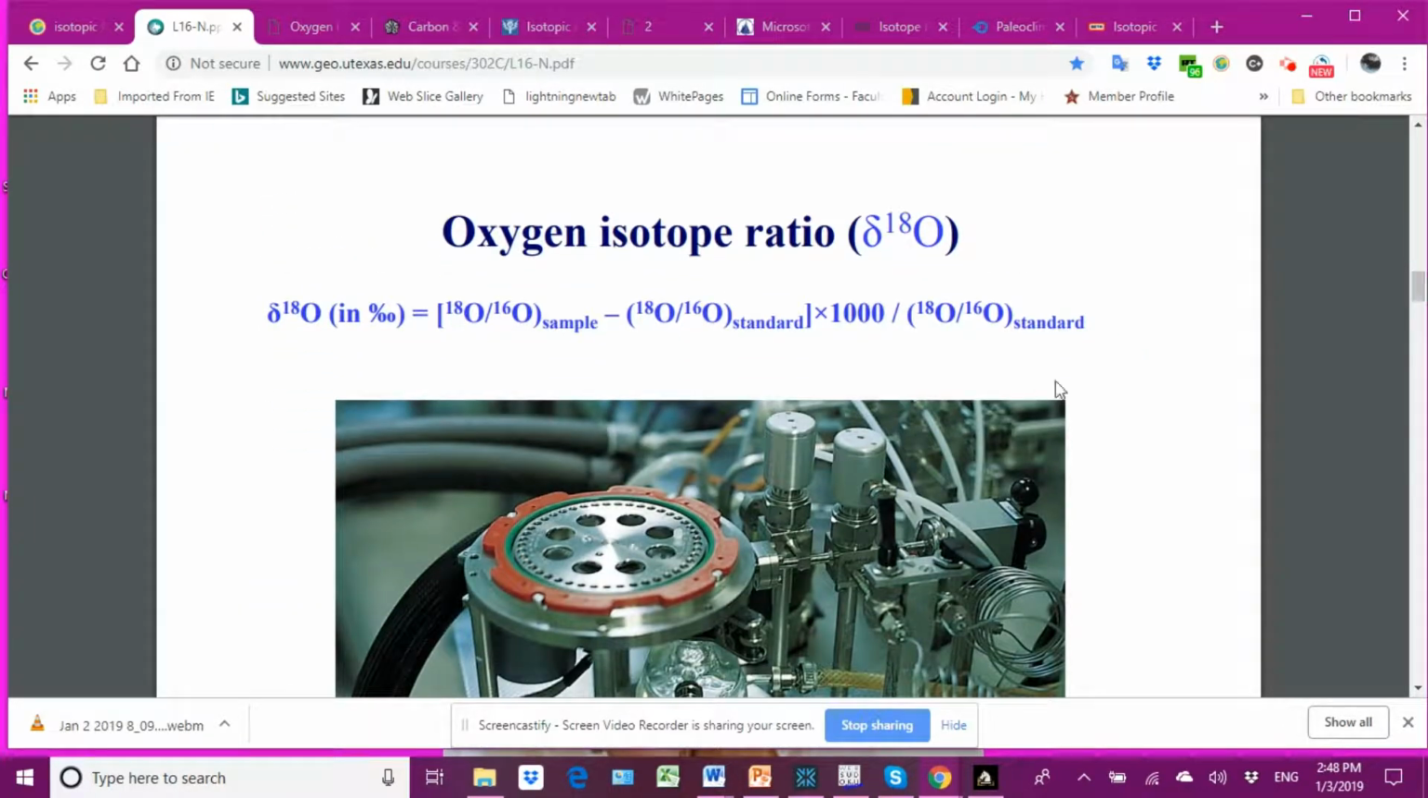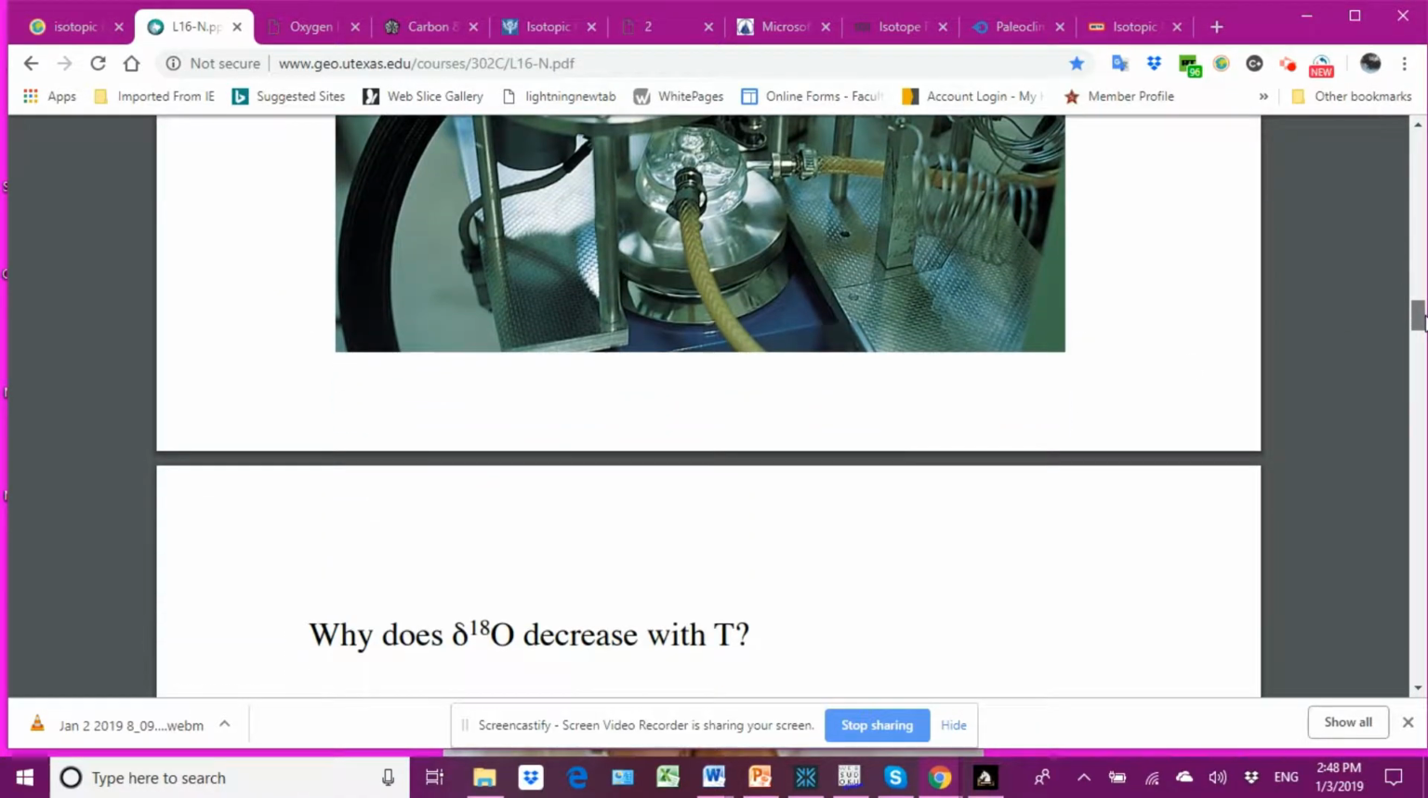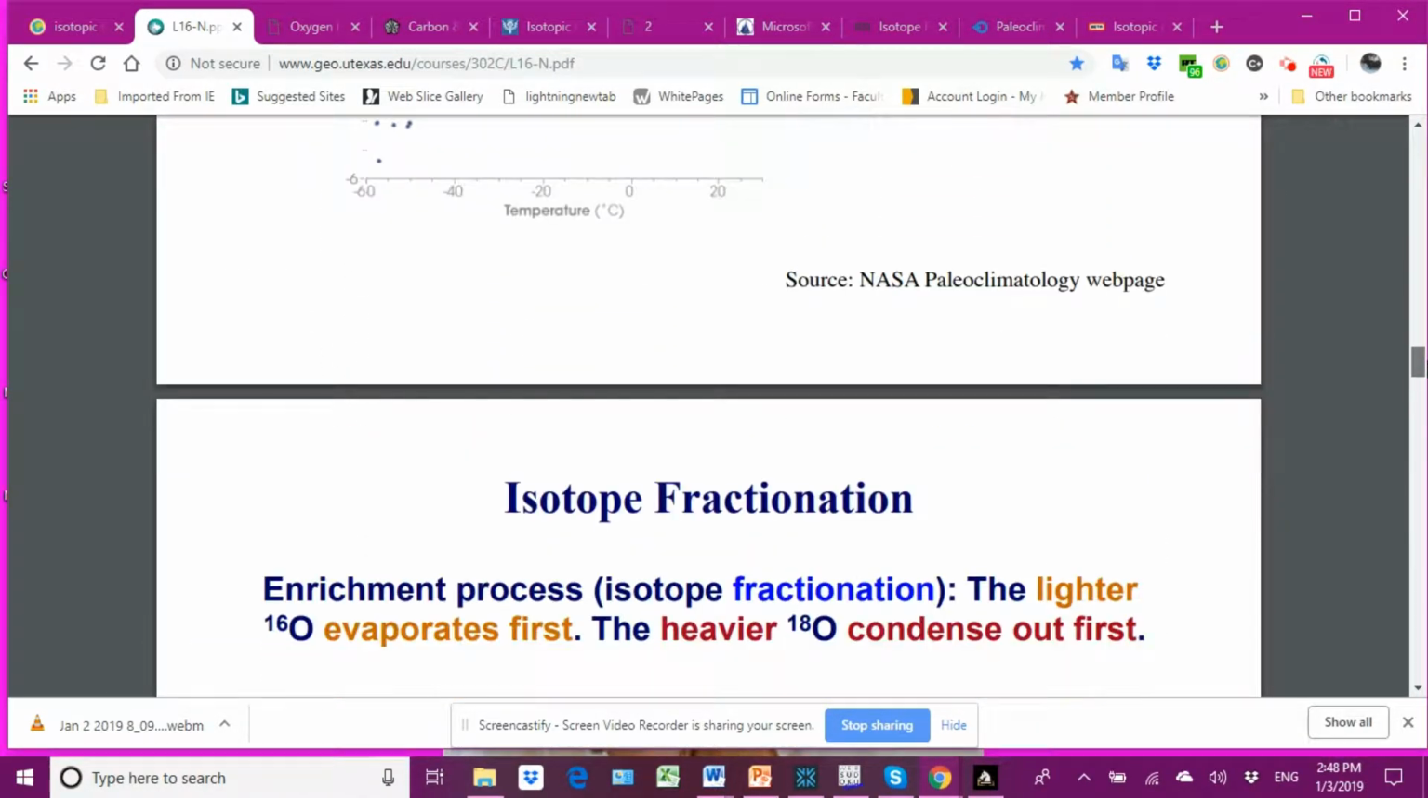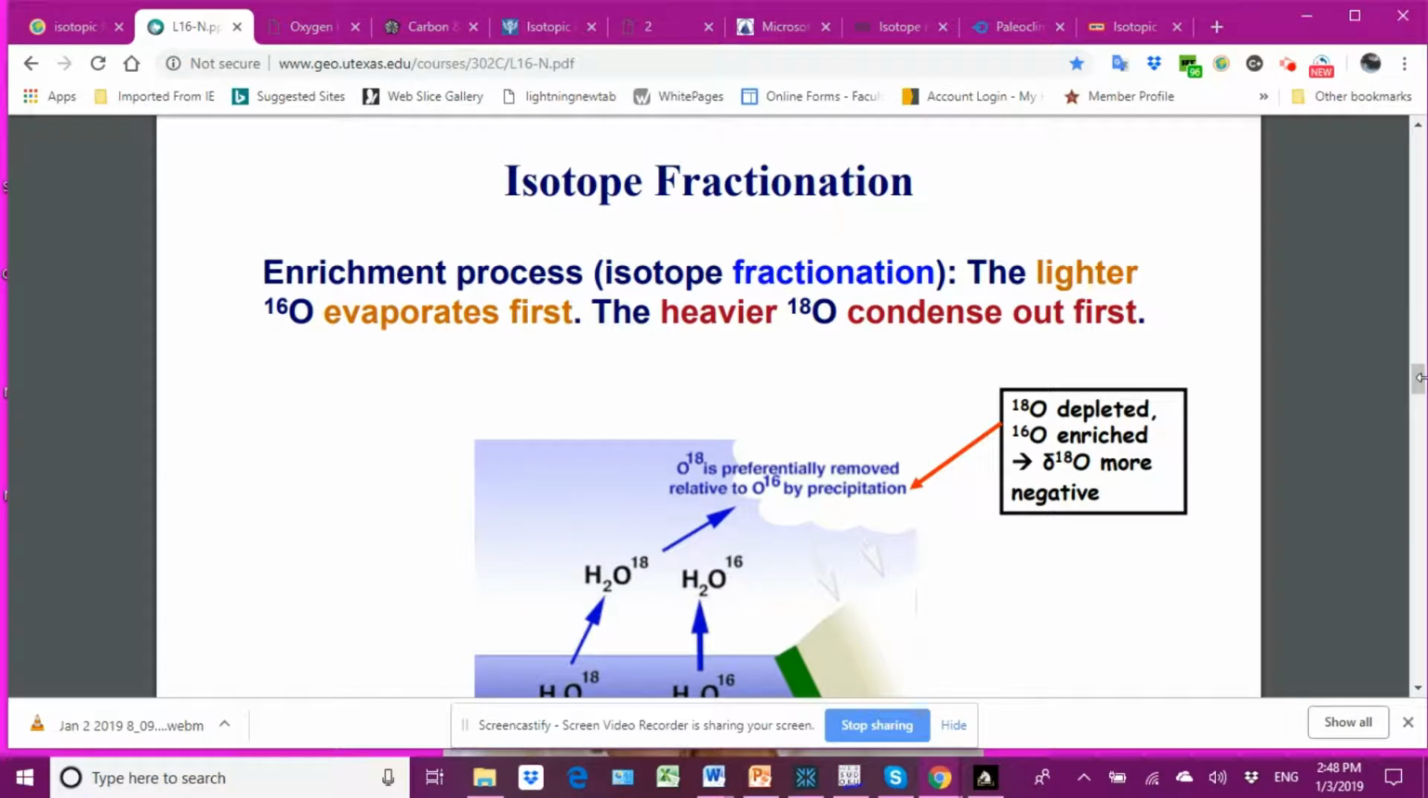And so here's the formulation I showed you earlier as a picture of the mass spectrometer. Okay, now, isotopic fractionation. The enrichment process.